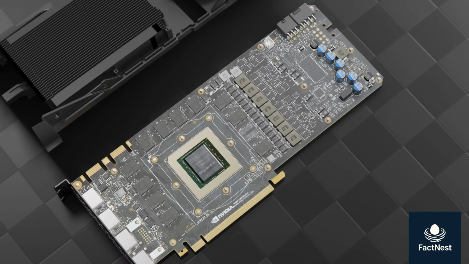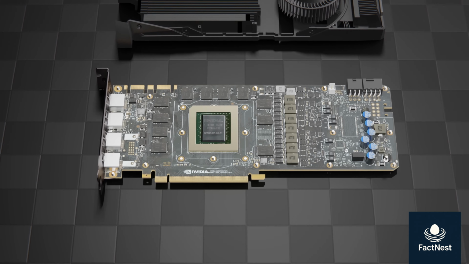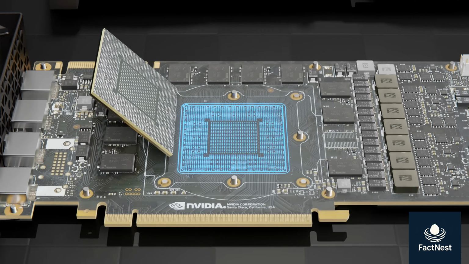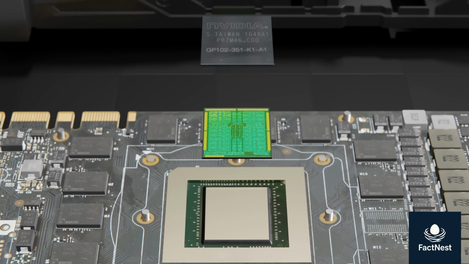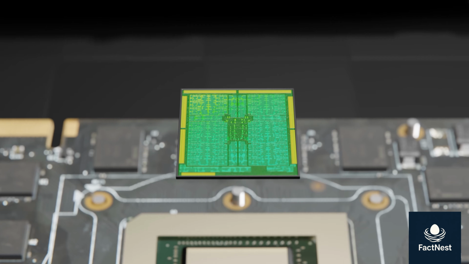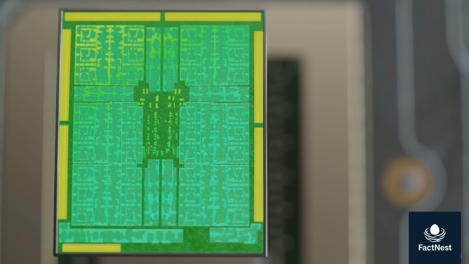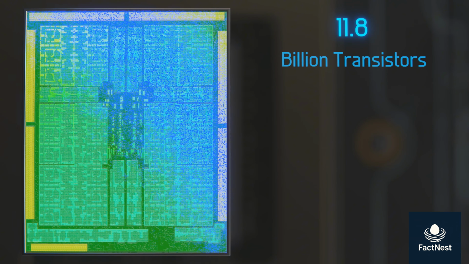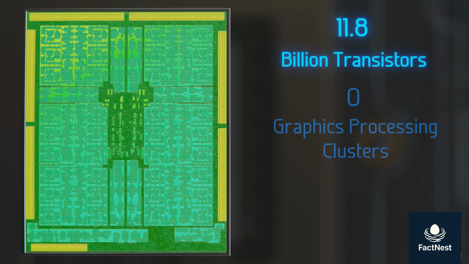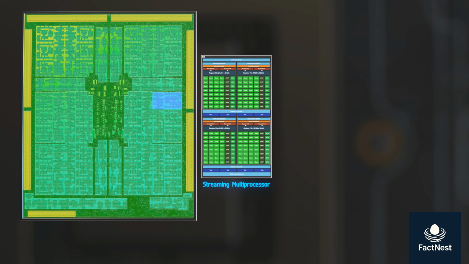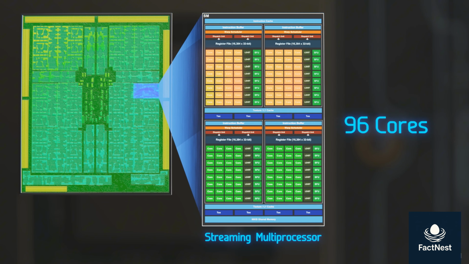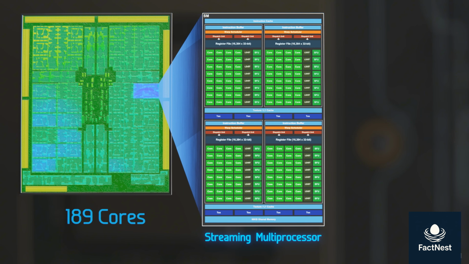Let's focus on the GPU integrated circuit, which, similar to the CPU, has more than 1,000 solder pads that connected to the PCB. Opening the packaging, we find the GPU die, which is noticeably different from the CPU. In here are approximately 11.8 billion transistors organized into 6 graphics processing clusters, totaling 28 streaming multiprocessors. Each streaming multiprocessor is composed of 128 cores, resulting in a total of 3,584 cores.